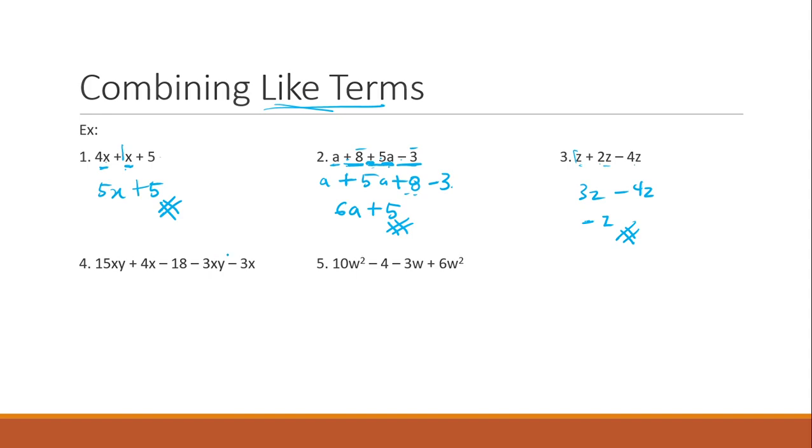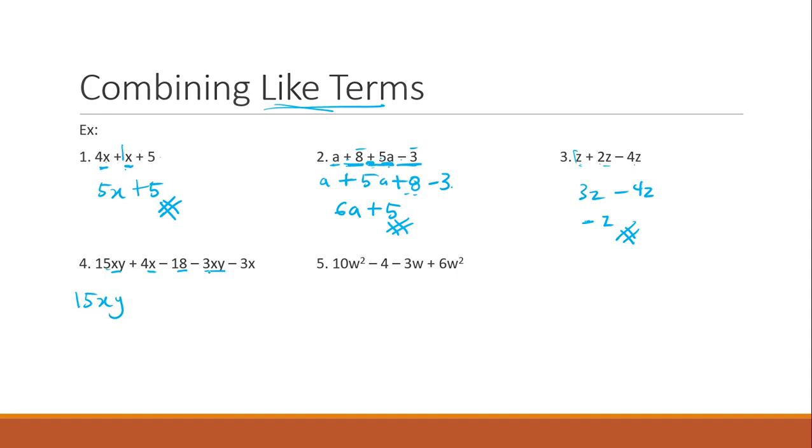For number 4, 15xy plus 4x minus 18 minus 3xy minus 3x. Okay, so here we have 3 terms that are not the same. 3 different terms. We have xy, we have x, and the one without the variable at all. So now we can combine. First thing, we can combine the xy. So 15xy, we can combine with the 3xy here.